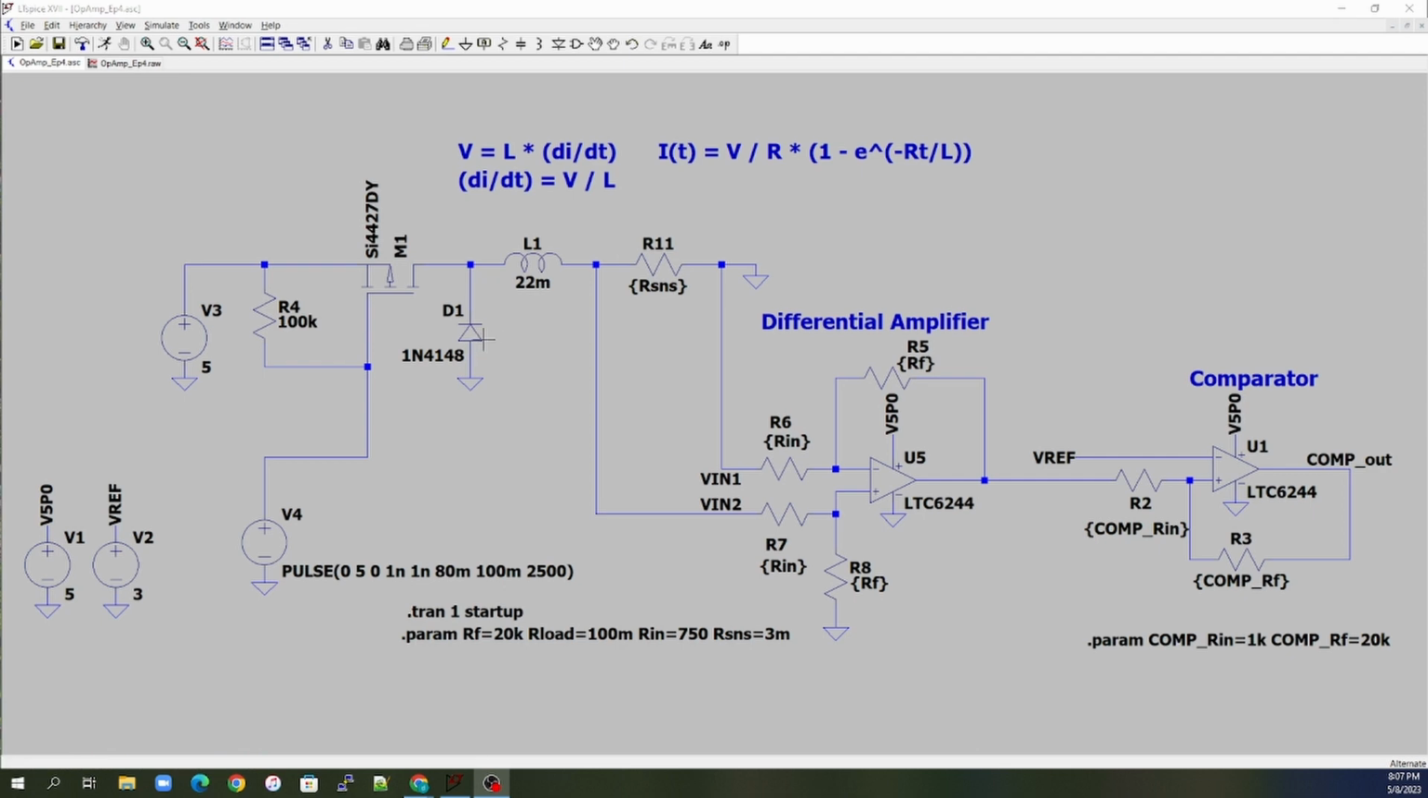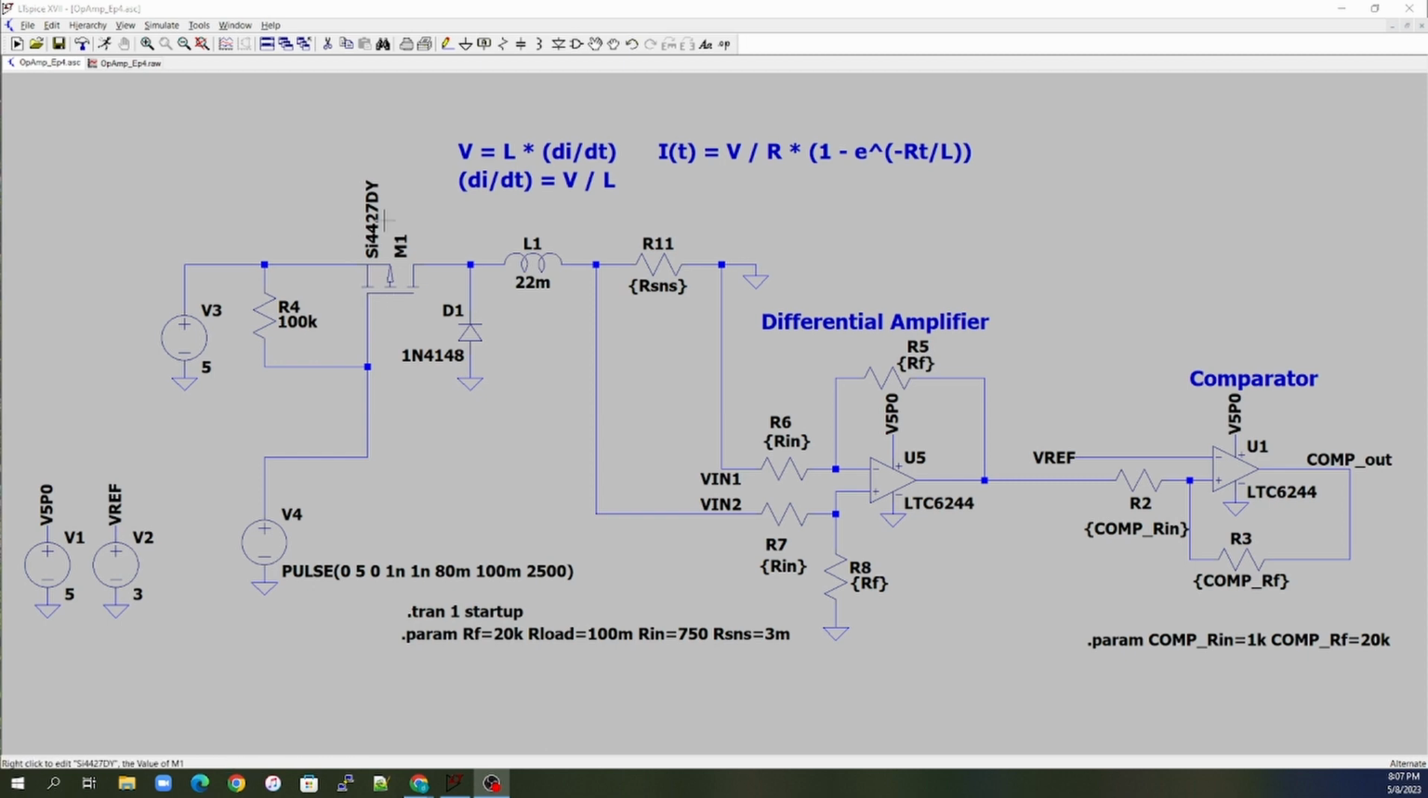This diode is here simply as a means to allow the inductor to discharge. Our current through the inductor follows this formula. The rate of change is equal to volts over inductance, and our current is equal to volts over the resistance times 1 minus e to the minus Rt over L. Our R is our sense resistor, our L is our load inductor, and this diode is just going to be a directional piece of the puzzle here.